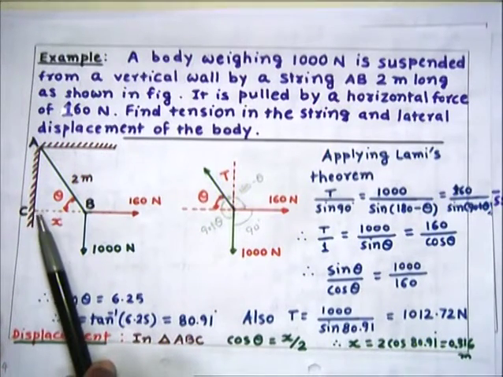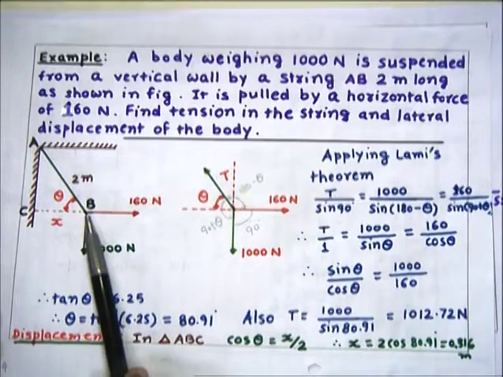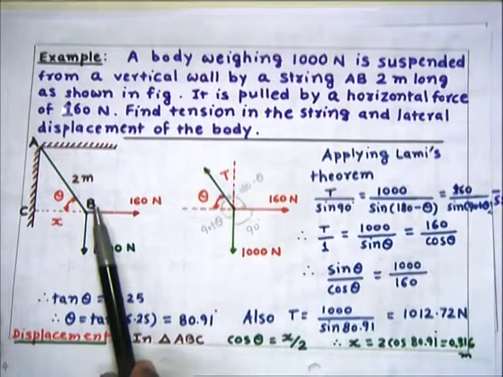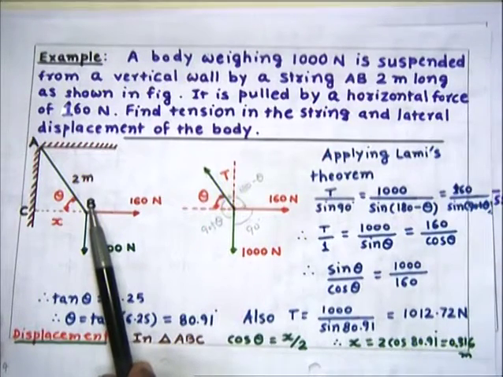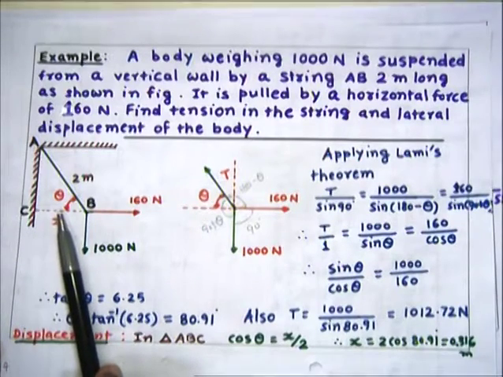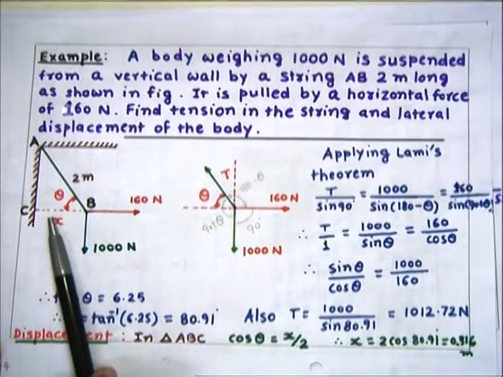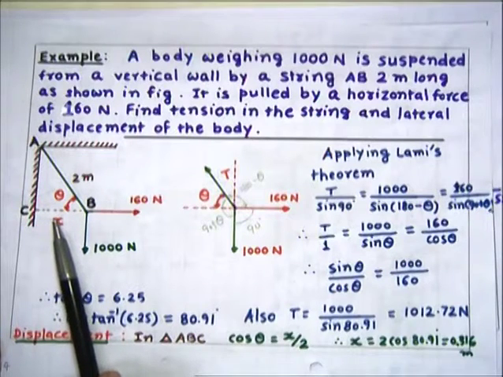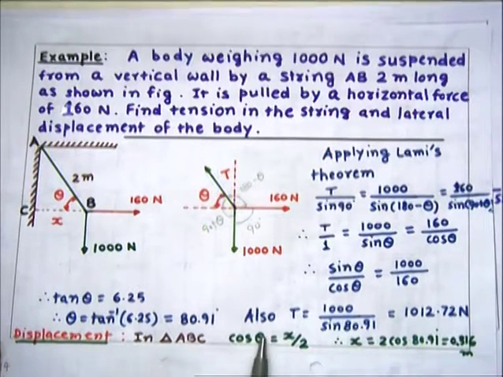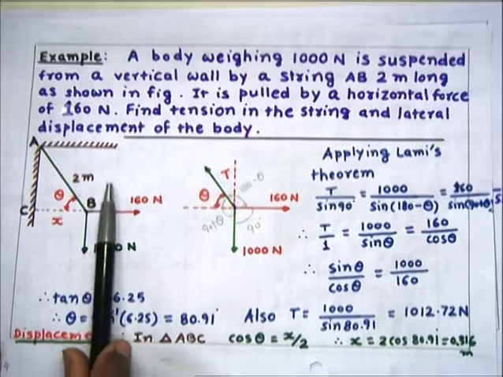Now, finding the displacement of this point B from the wall. So this displacement is x. Here in this triangle ACB, we need not use Lamy's theorem because it is simple geometry, and in this triangle, cos theta in the right angle triangle is nothing but adjacent side divided by hypotenuse. So in triangle ABC, cos theta is equal to the adjacent side, that is x, divided by the hypotenuse, which is 2 meter, that is 2.